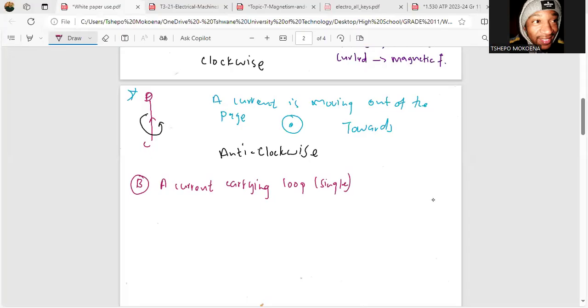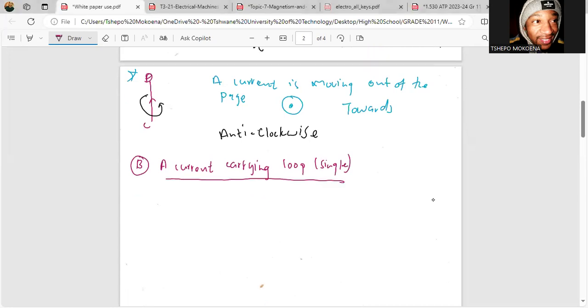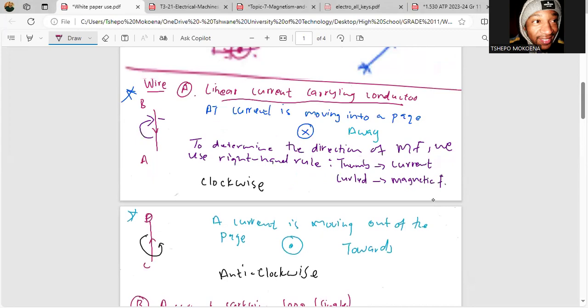So now we're going to move to number B, where we're actually going to talk about a current in a current-carrying loop. Here we spoke about the current in a linear conductor, a straight line, just like this.